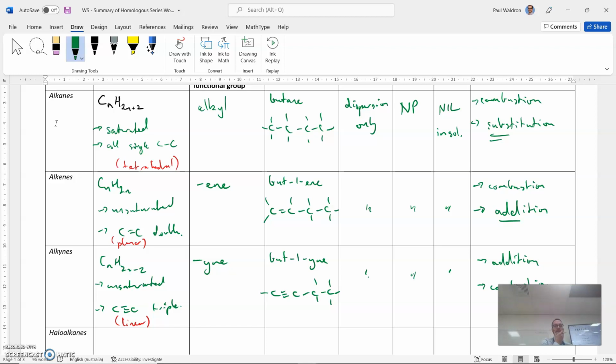Right, we've got to think about dispersion forces. Of those three examples, either, it doesn't matter. Boiling point.